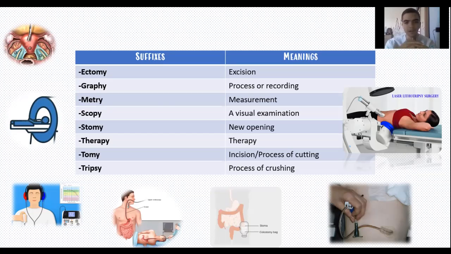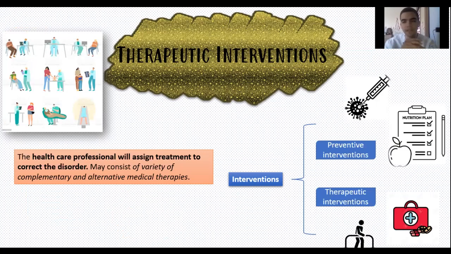We have the suffix -therapy, that means therapy, like physiotherapy. We have the suffix -tomy, that means incision or process of cutting, like colostomy too. And we have the suffix -tripsy, that means process of crushing, like lithotripsy. The last suffixes are very useful to describe the therapeutic interventions. Therapeutic interventions mean the healthcare professional will assign treatment to correct the disorder or illness, and may consist of a variety of complementary and alternative medical therapies.